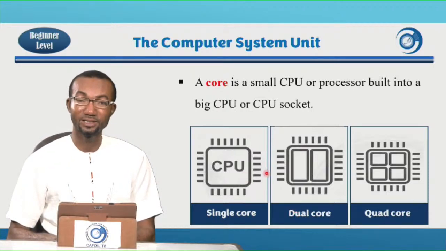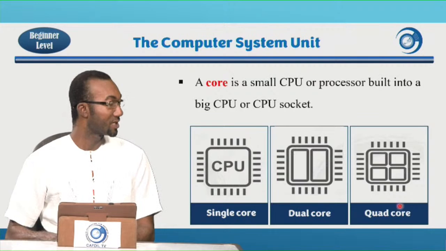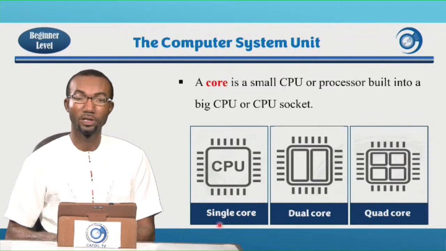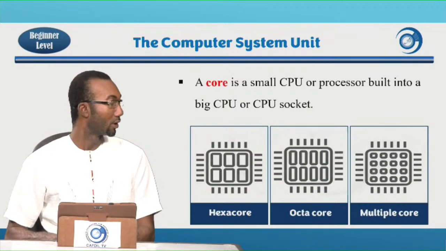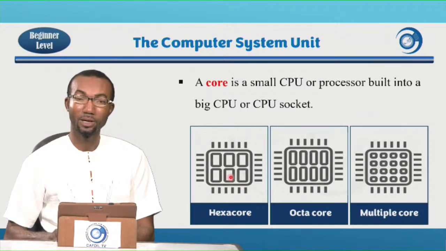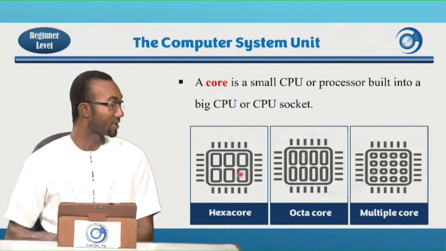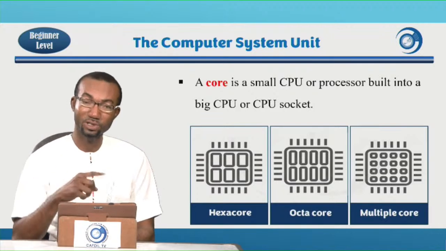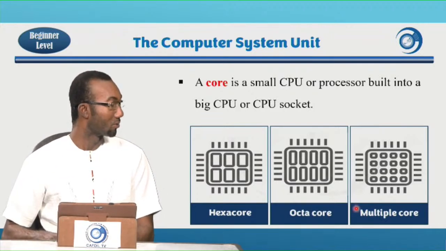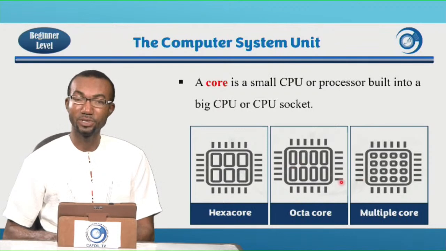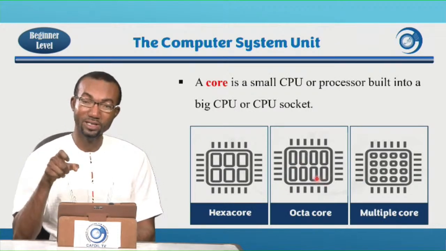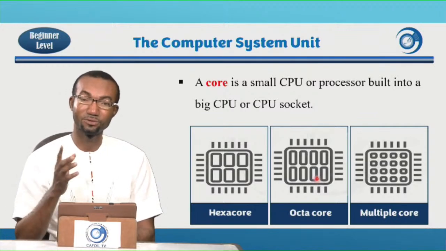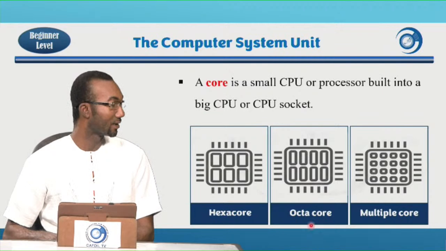Dual core means that it can do times 2 of what the single CPU can do. If your CPU comes with 4 CPUs on one chip, we call it quad core. That means that this quad core can do times 4 of what the CPU can do. We also have hexacore. That means 6 CPUs on one chip, so it can do 6 times what the single core can do. We have octa-core, meaning 8 CPUs on one chip, and that means that it can do 8 times what the single core can do.